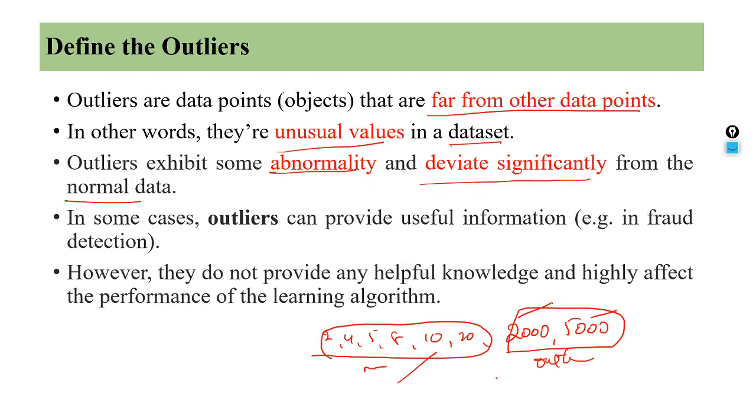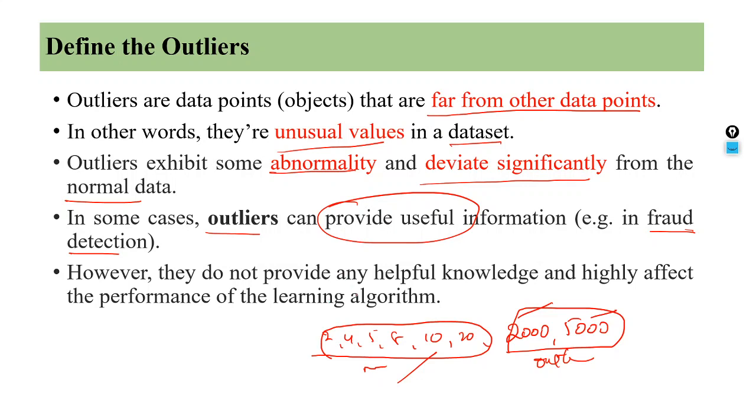But in some cases, outliers can provide useful information. For example, in fraud detection. For this kind of problem statement, outliers are very useful. That's why it depends upon the problem statement and the data whether we apply the outlier methods, meaning you have to delete the outliers or handle the outliers like that.